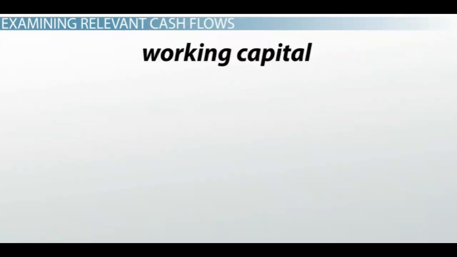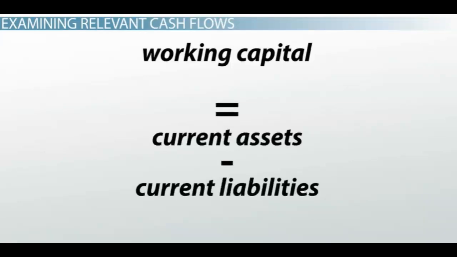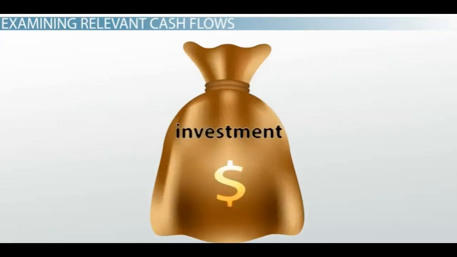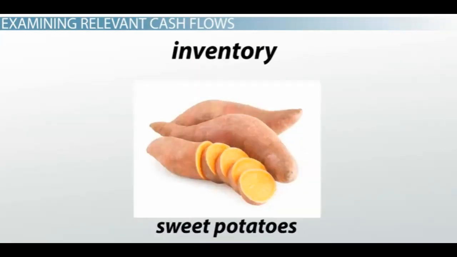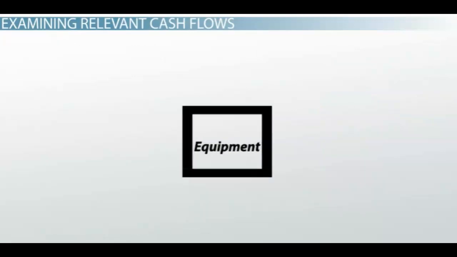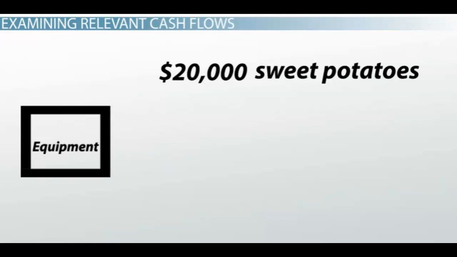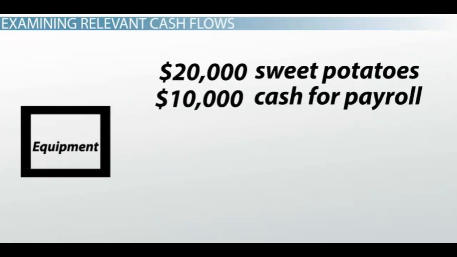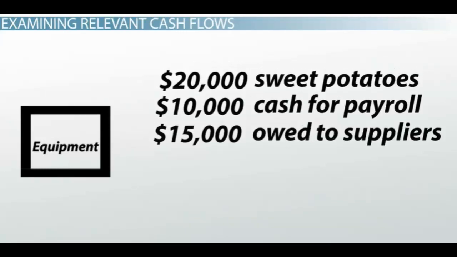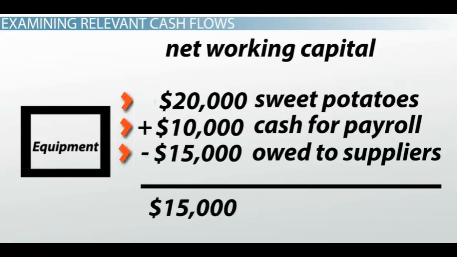As noted, the formula for working capital is working capital equals current assets minus current liabilities. When an investment is made, it's often necessary to purchase more inventory, which means that the amount you owe your suppliers, accounts payable, will also increase. Let's assume that as a result of purchasing the new machine, Mr. Tater has to invest an additional $20,000 in sweet potatoes, use $10,000 in cash to pay new employees who will work the machine, and ends up owing his suppliers an additional $15,000 as a result of the new product. Mr. Tater's net working capital would be $20,000 plus $10,000 minus $15,000, or $15,000.